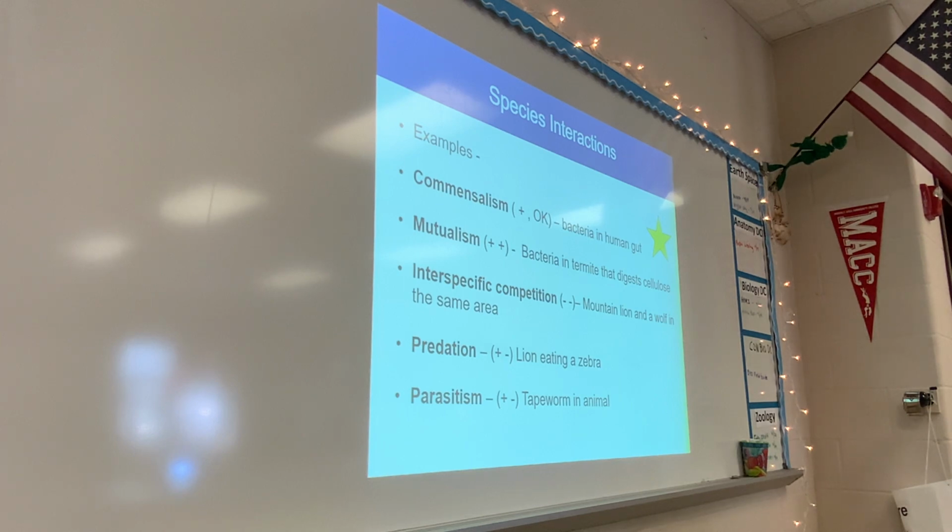Mutualism, bacteria, and a termite that helps break down cellulose. And then predation, a lion eating a zebra. Parasitism, a tapeworm in an animal. The animal doesn't get any benefit from having a tapeworm. The tapeworm gets all the benefit.